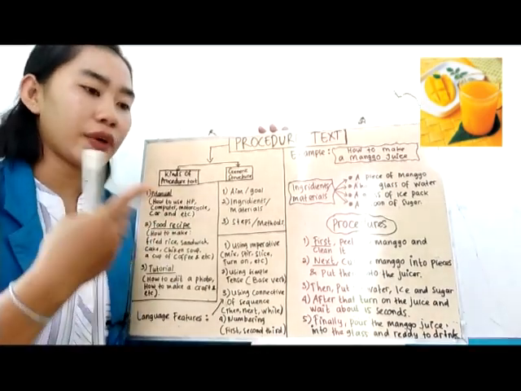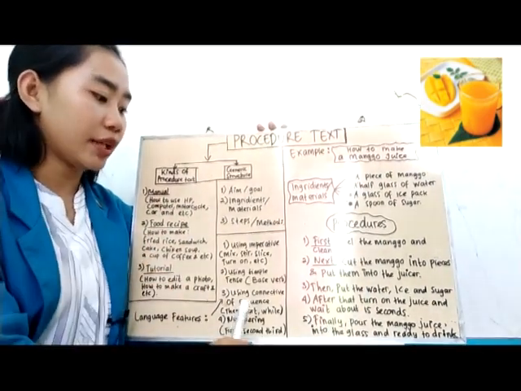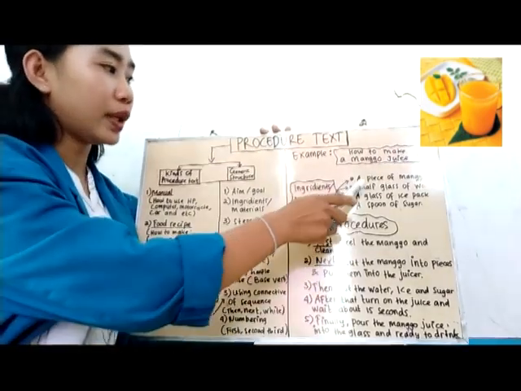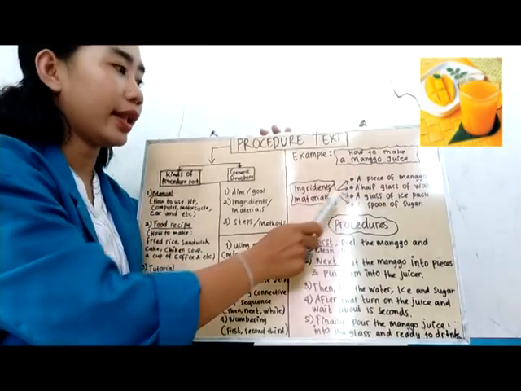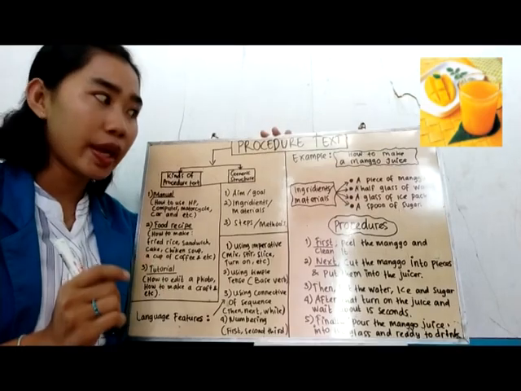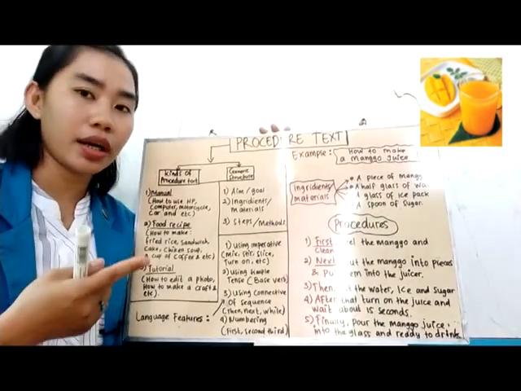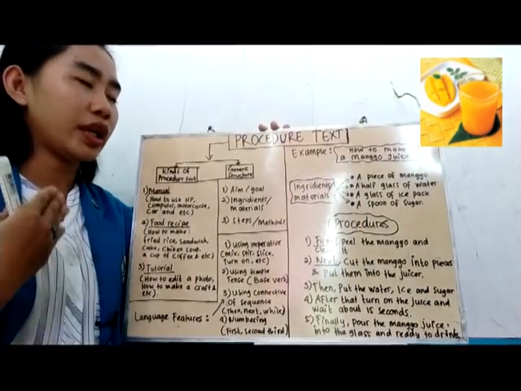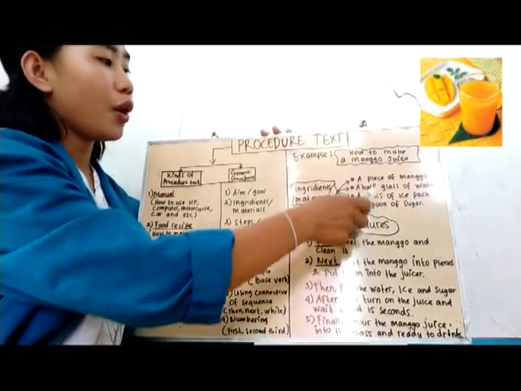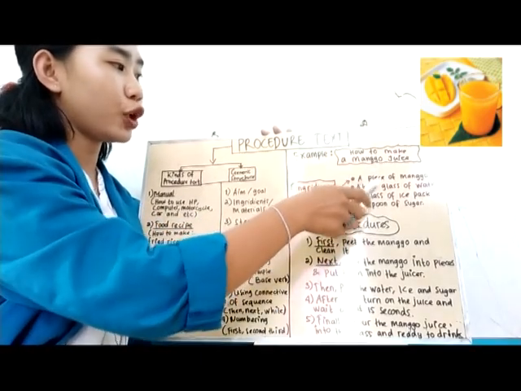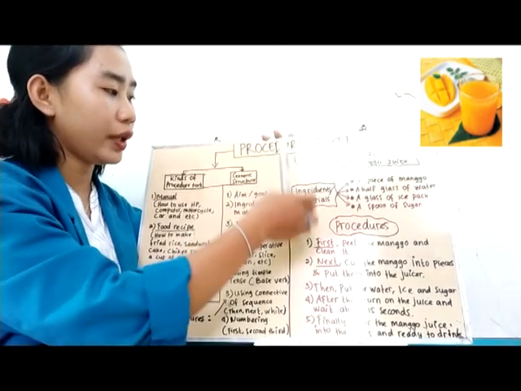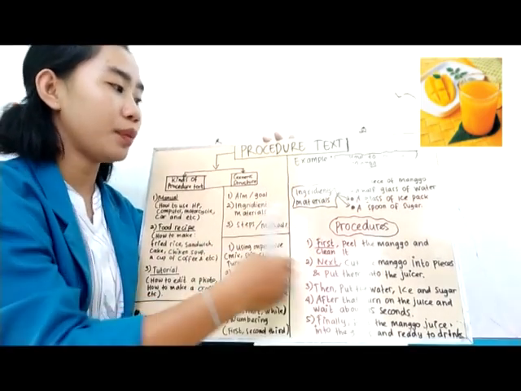First, the main ingredient that we need to make a mango juice is a mango. For example, a pitcher of mango, half a glass of water, a glass of ice, and a spoon of sugar. Of course, if we are going to make a juice, we need a glass, a spoon, and water. And then we continue to the procedure.